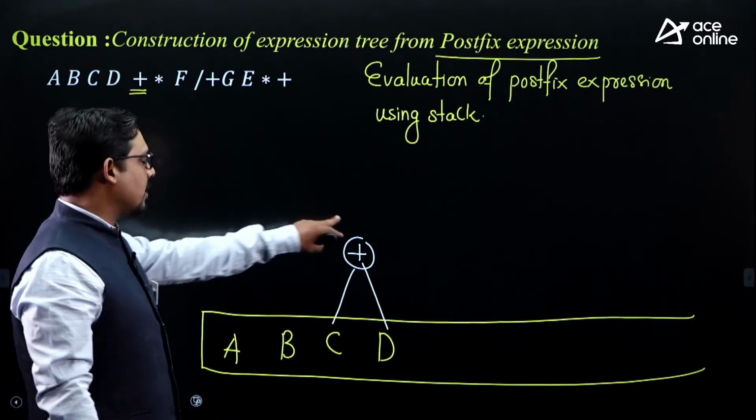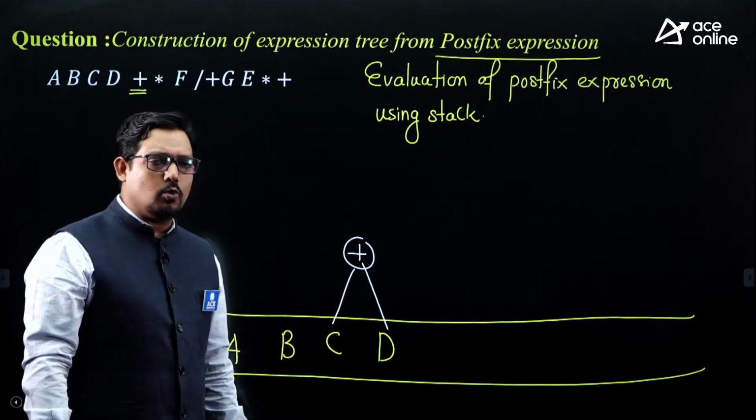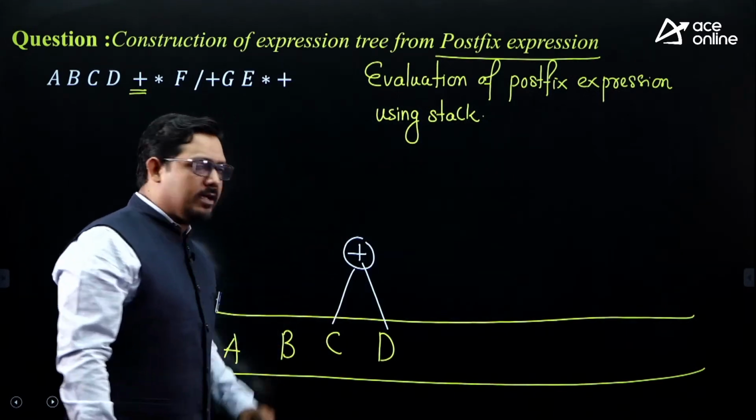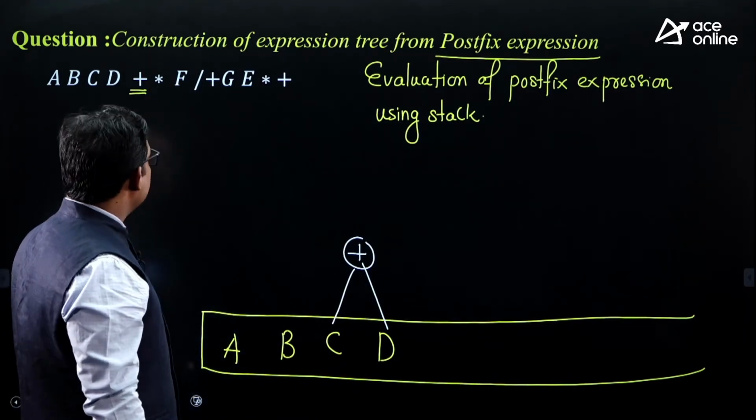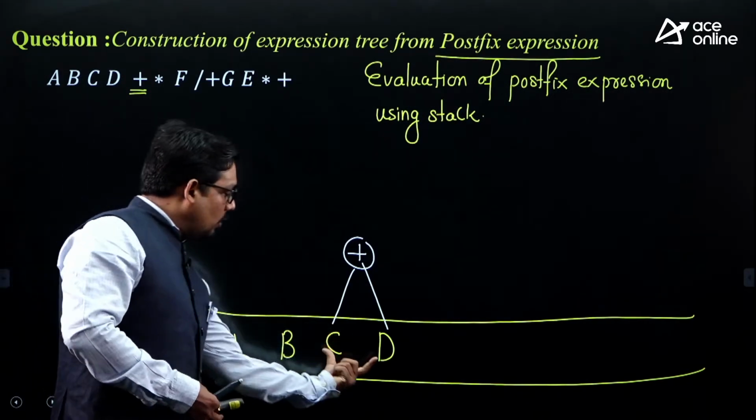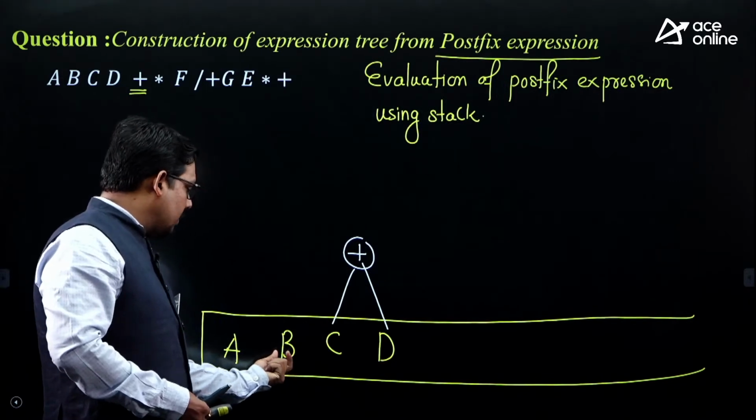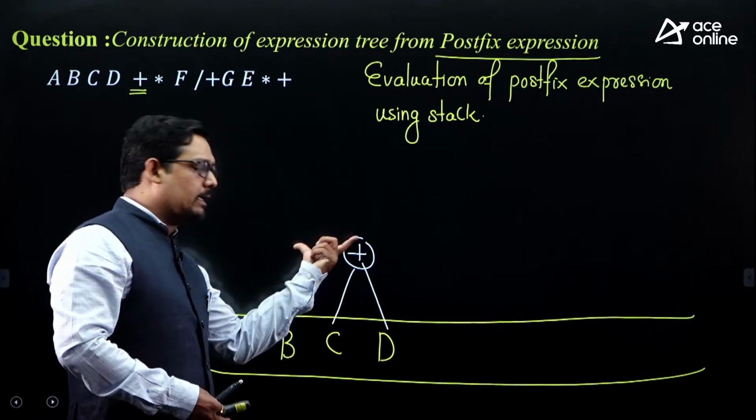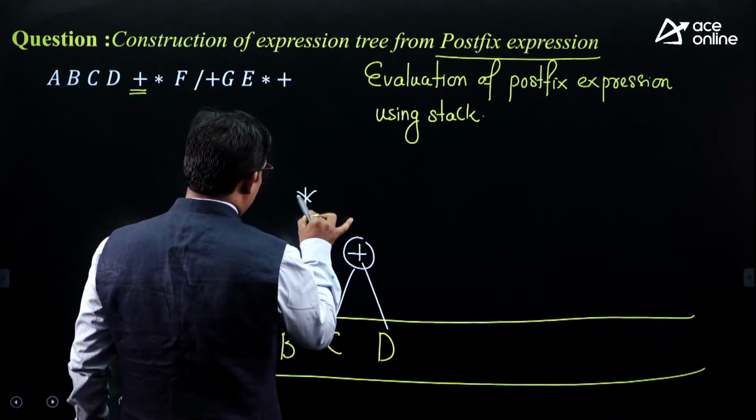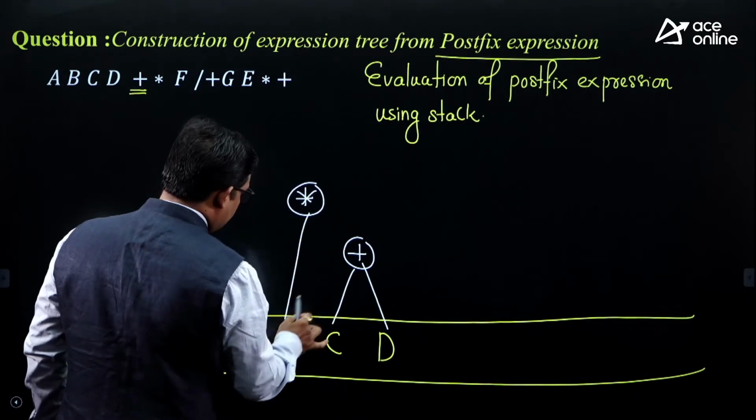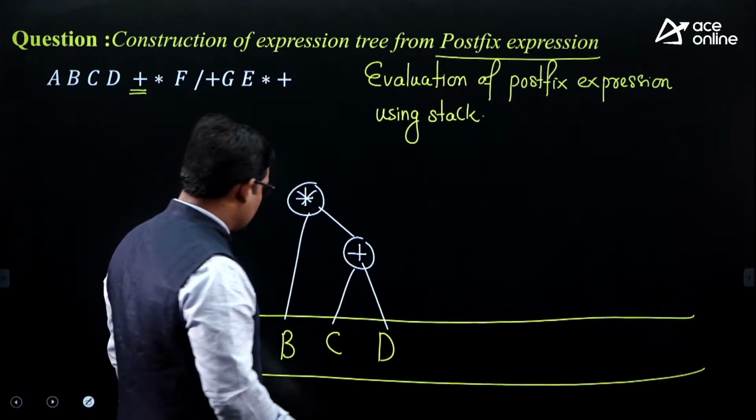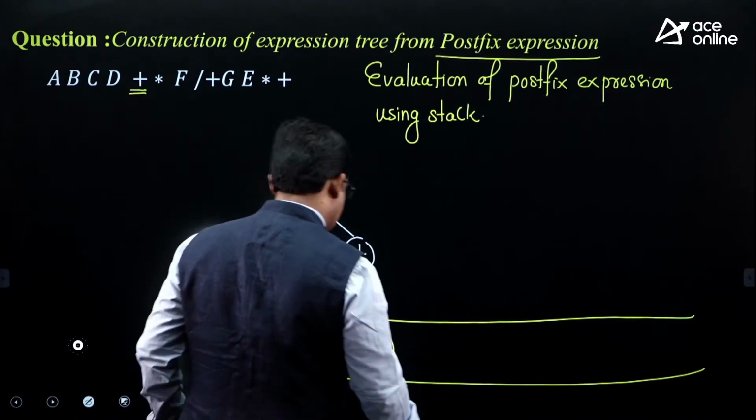So the moment plus comes, plus becomes the internal node, and we pop the two operands, which is the evaluation of the postfix expression, and we create an internal node. Then comes multiplication, and we do the same thing: we pop two operands, but now this is already done. So the top two operands will become B and then C plus D together. Now when we have a multiplication, again the top two operands will be this and then this. Then comes F. So now I will write here F.